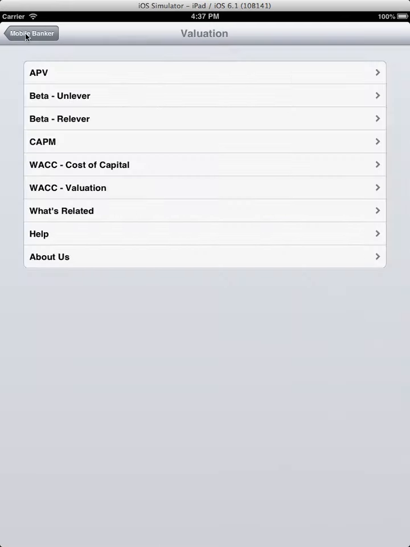So with this we went from APV to beta, unlever, relever, then capital asset pricing model, cost of capital using WACC, and WACC valuation.